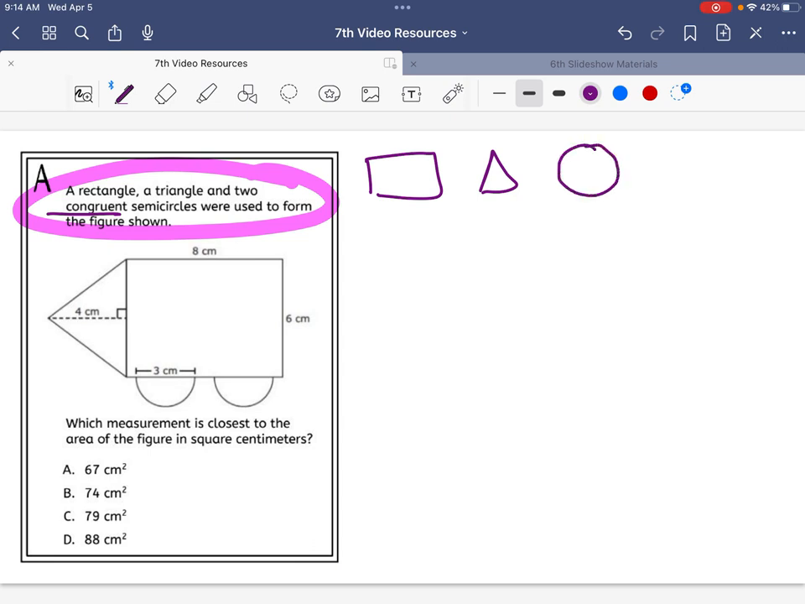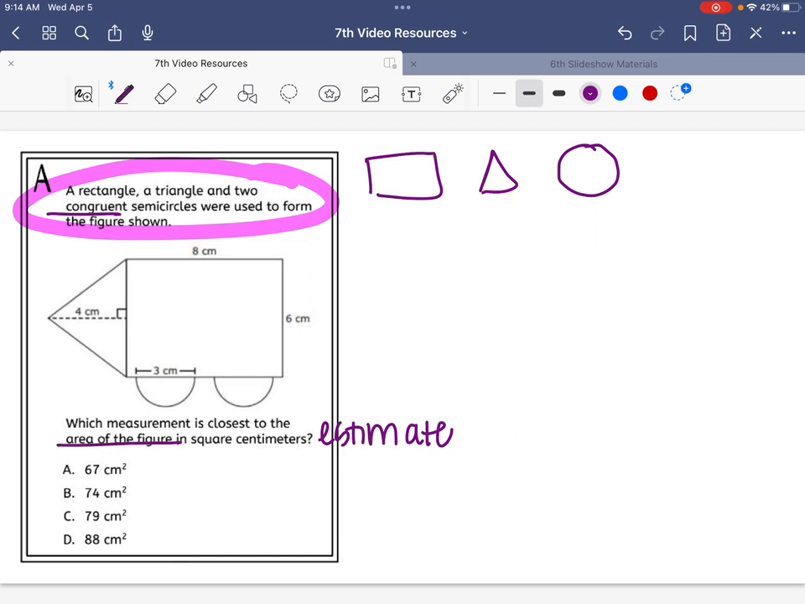And we want to know which measurement is closest to the area of the figure. Closest meaning I can probably estimate. So if I want the area of the entire composite figure, then I need to find the area of each individual piece. So I can start by looking at the rectangle.